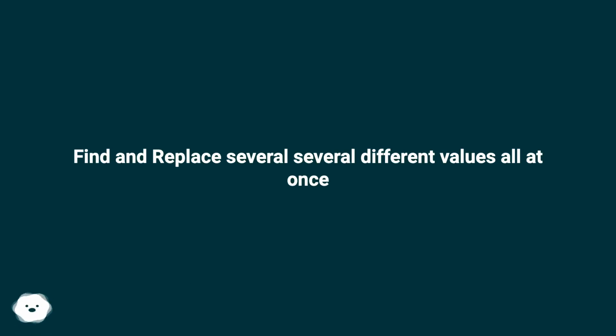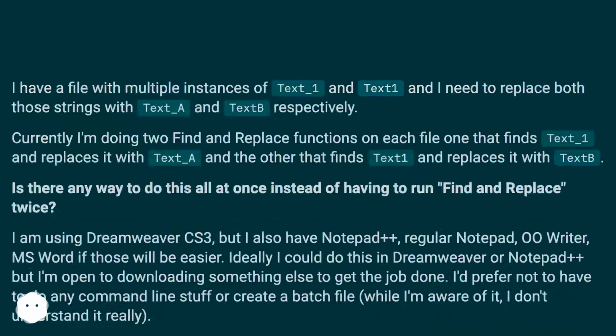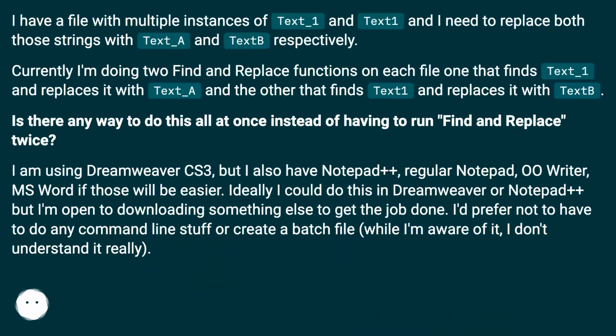Find and replace several different values all at once. I have a file with multiple instances of text_1 and text1, and I need to replace both those strings with text_a and text respectively. Currently I'm doing two find and replace functions on each file, one that finds text_1 and replaces it with text_a, and the other that finds text1 and replaces it with text. Is there any way to do this all at once instead of having to run find and replace twice?